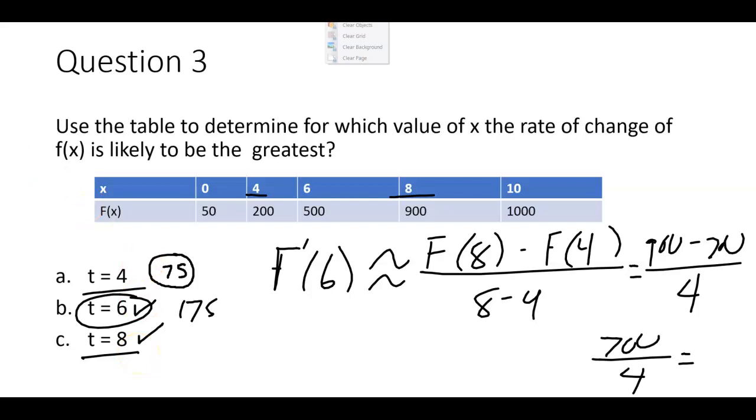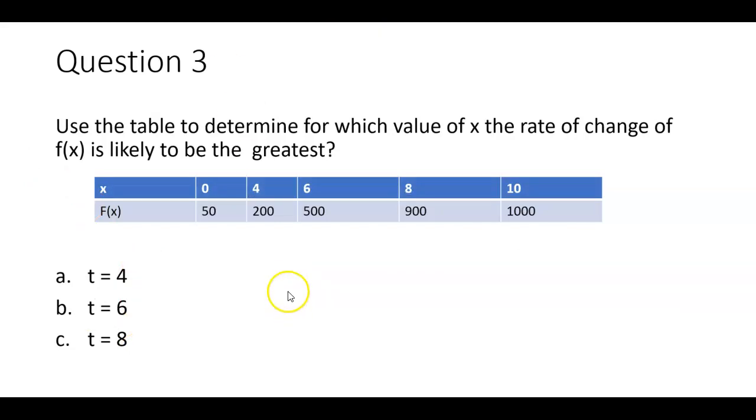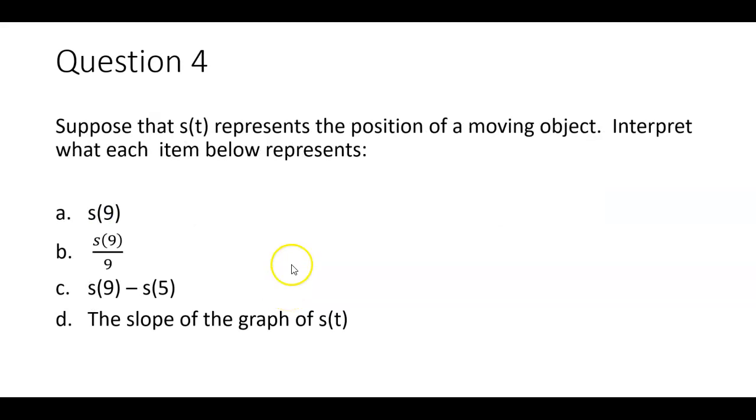All right, but I'm going to go ahead and stop there because I'm sure you guys know what to do at that point. Let's go ahead and move on to question number 4. Suppose that S of t represents the position of a moving object. Interpret what each item below represents.